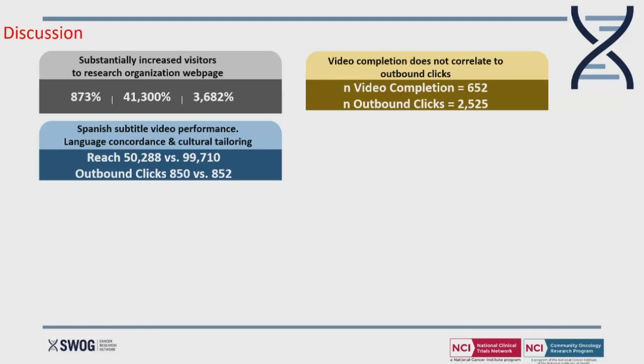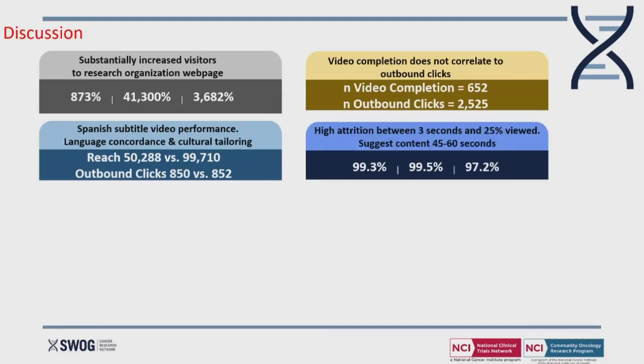The video 3 actually had the best engagement, and the Spanish subtitle video outperformed the English subtitle by many, many metrics. But one is the reach. It had half the reach, but equal clicks. It also had a greater completion percentage and the best of all the videos that we showed. And it really speaks to the importance of cultural tailoring and how language concordance could really help to attract a diverse audience into our trials.